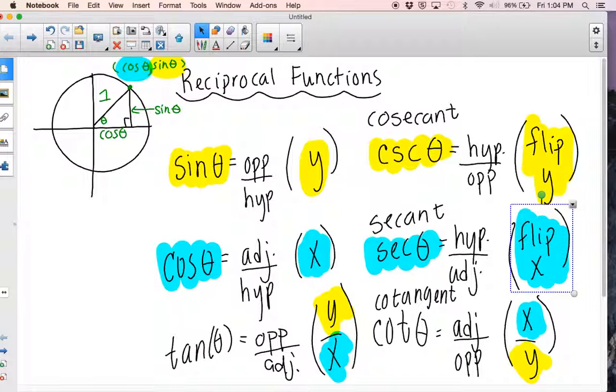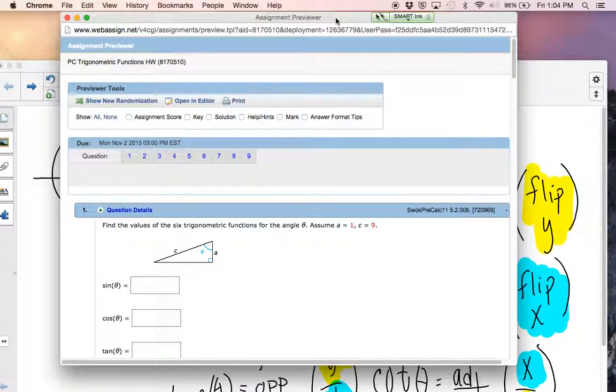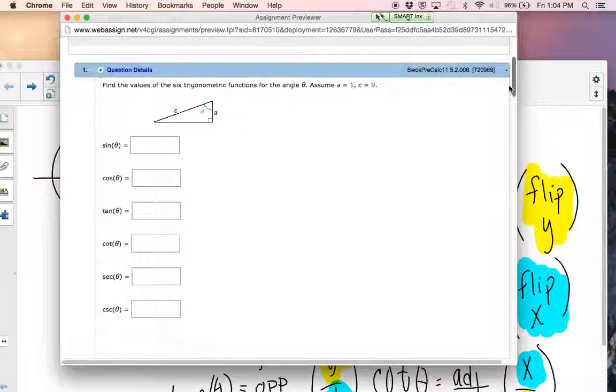Cotangent. Tangent is opposite over adjacent, so cotangent is adjacent over opposite. Instead of y over x, you have x divided by y. Okay, so cosine divided by sine. That's the basic idea here. So let's look at some of these problems on your homework to make sure you guys understand.